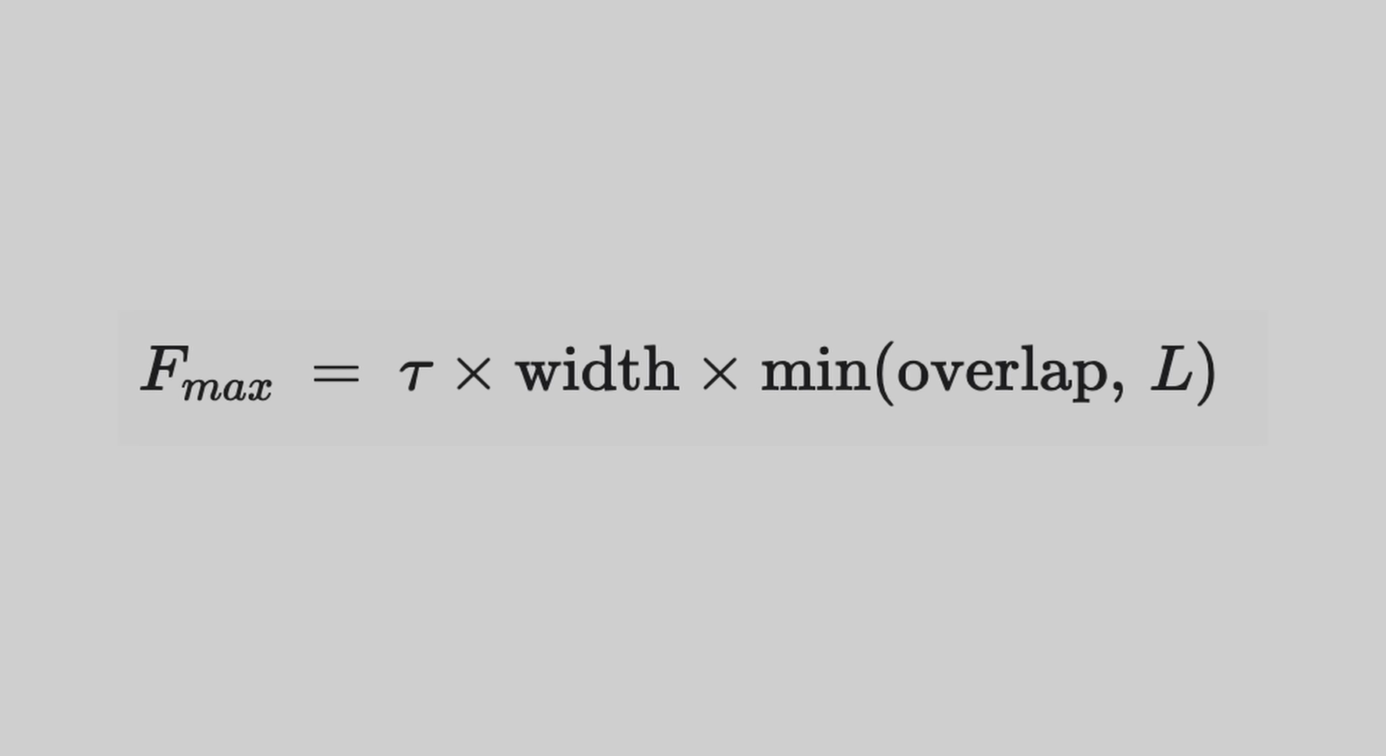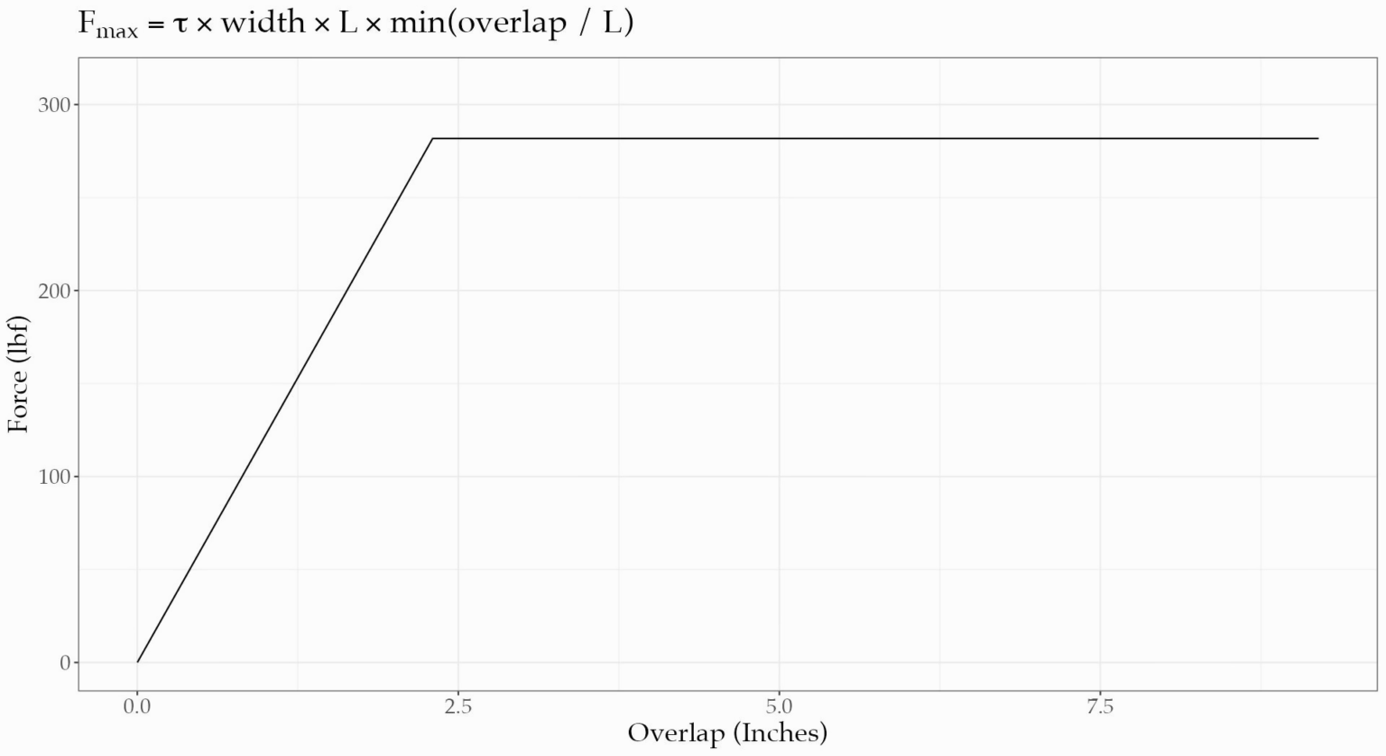Tau times width times the minimum of overlap, or L. Because if you add more overlap, it's not going to increase the force. It's going to plateau at whatever L is. And that too has loads of implications. So that model proposes that force will increase linearly with the degree of overlap to a point, and then once it reaches that point, it flattens out. So you will get a function that looks like this. That's a very testable model. We could go out, collect data, and see if we see this noticeable kink.